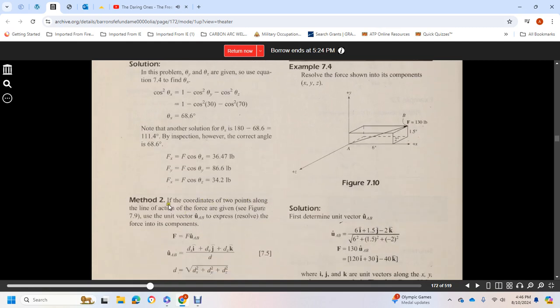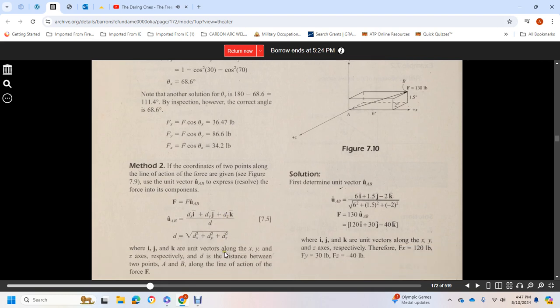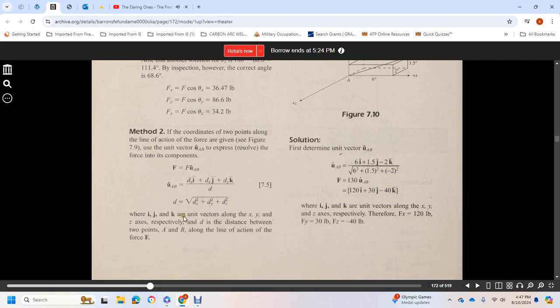Method 2: the coordinates of two points along the line of action of the force are given, as in figure 7.9. Unit vectors: unit vector AB expresses the direction of the force and the equivalent force. Unit vector AB equals dx i, dy j, and dz k over d, where d is equal to the square root of dx squared, dy squared, dz squared, and i, j, and k are unit vectors along the x, y, and z axes respectively. d is the distance between the two points A and B along the line of action of the force.